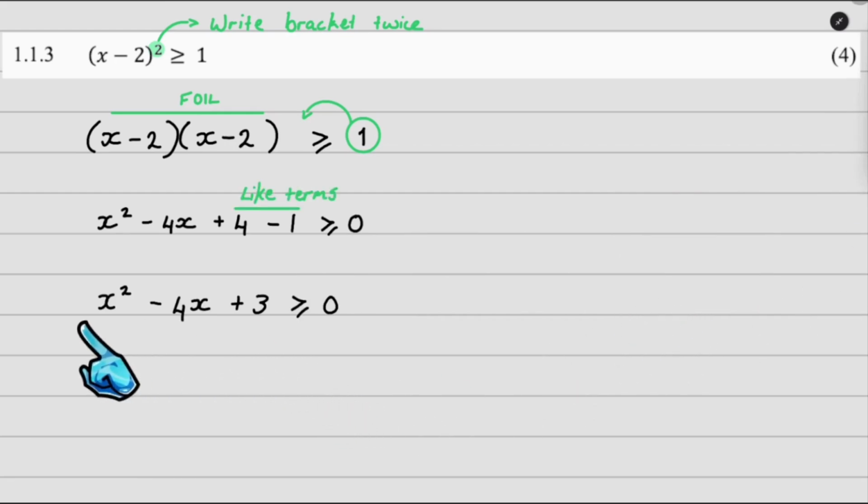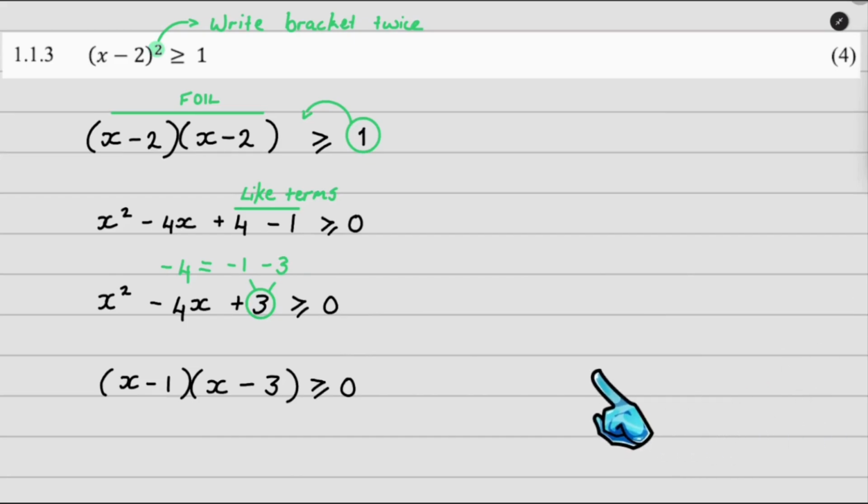And now I've got a trinomial that I need to factorize, so I look at the factors of 3. 3 is a beautiful little thing because it's only got 2 factors. It's a prime number, so it's 1 times 3. And now I need to use those factors, add or subtract them to get this minus 4 in the middle. So if I say minus 1 minus 3, that will give me the minus 4 in the middle. And from there I can create my 2 brackets. My first bracket will be x minus 1, and my second bracket will be x minus 3.